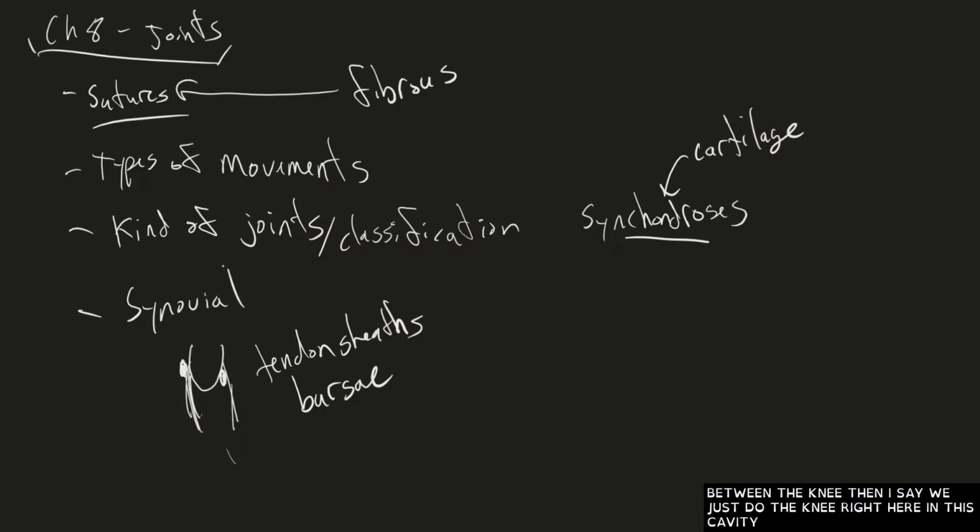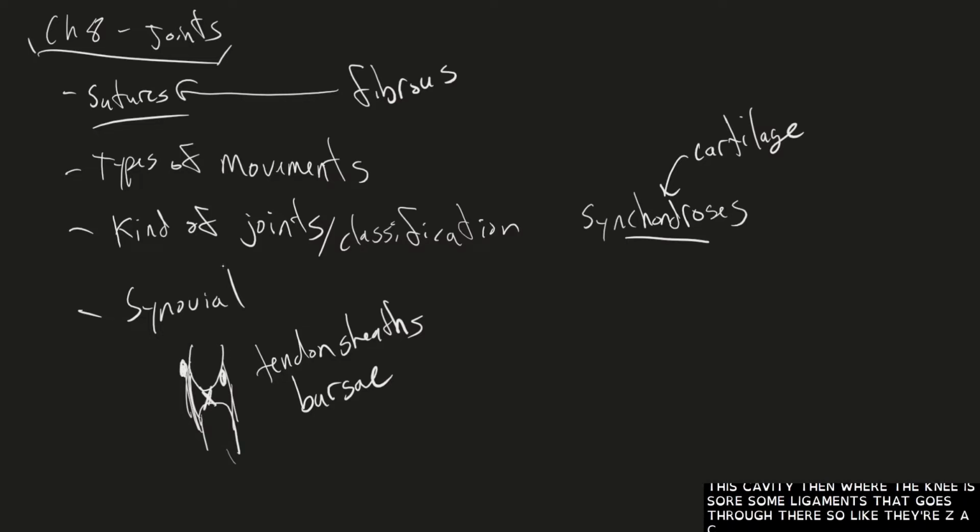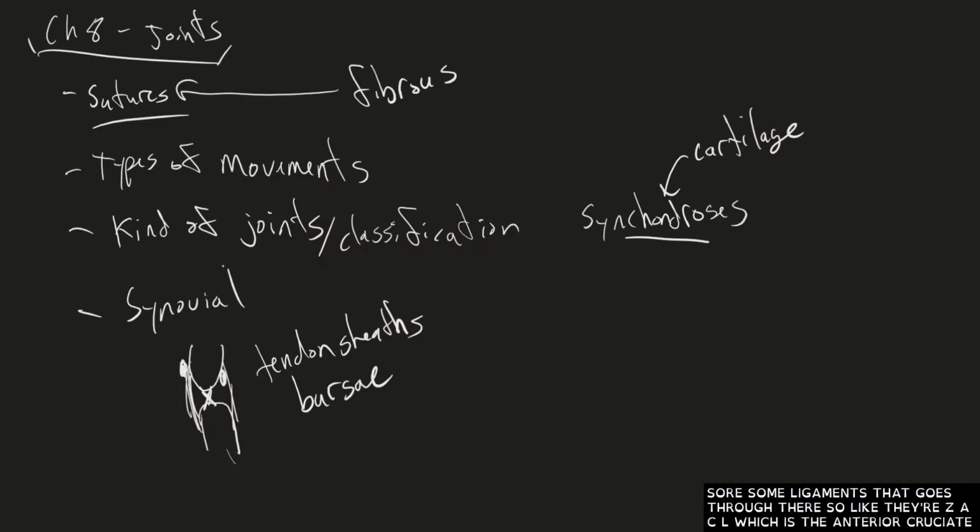Let's draw it a little better here. So in this cavity, where the knee is, there are some ligaments that go through there. There's the ACL, the anterior cruciate ligament, and then you have the posterior cruciate ligament. Those two ligaments prevent hyperextension of the knee, so if one of those is torn, it's really easy to hyperextend the knee. The most important support of a joint, though, is strengthening the muscle around the joint.